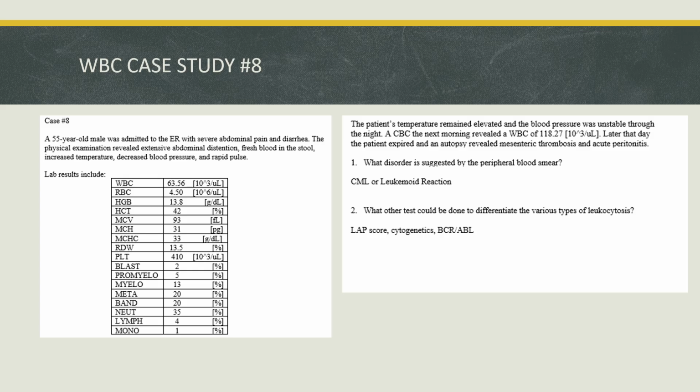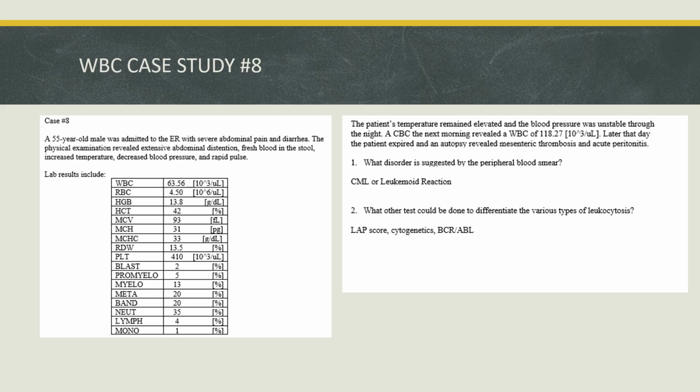This looks like it could be early stages of a CML, or it could be a leukemoid reaction based on infection. So let's get a little further into it. The patient's temperature remained elevated and blood pressure was unstable throughout the night. A CBC the next morning revealed that the white blood cell had increased to 118.27. So that's a pretty big leap.